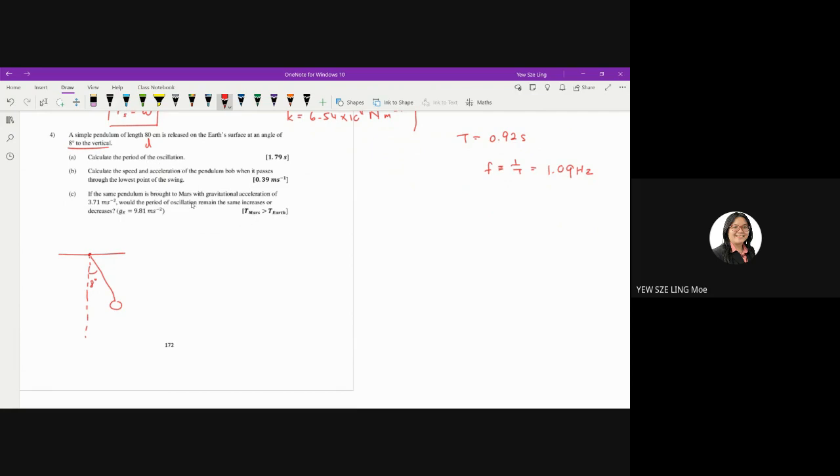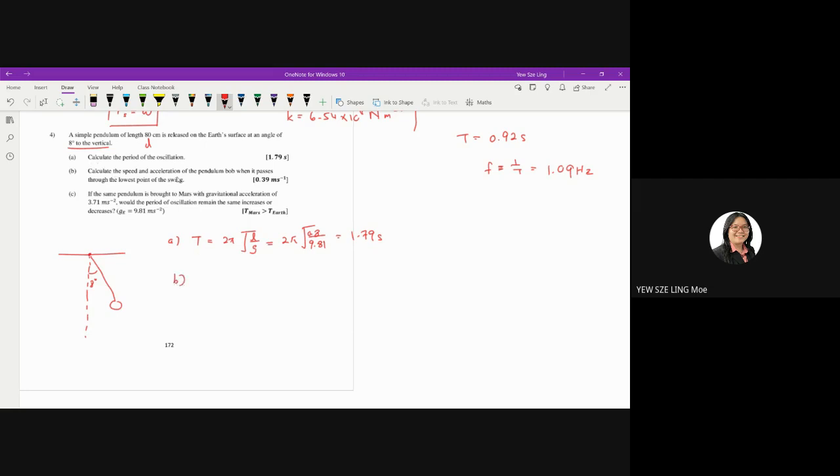So for the period of oscillations, now you have a pendulum, therefore it's very simple. T again equals 2 pi square root L over g, which equals 2 pi square root 0.8 divided by 9.81. It equals 1.79 second. So when it comes to period, it's actually very simple. You just calculate it by using the equation straight away. Now, questions B is the one that you need to think about.